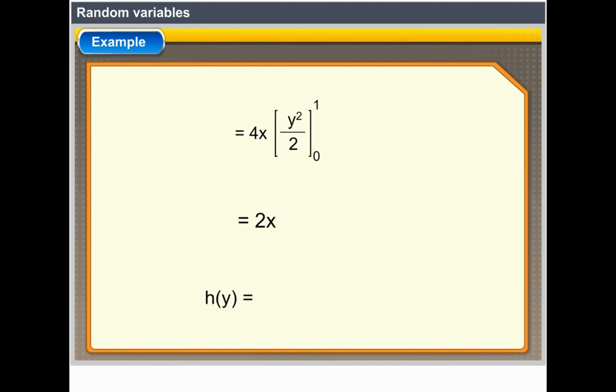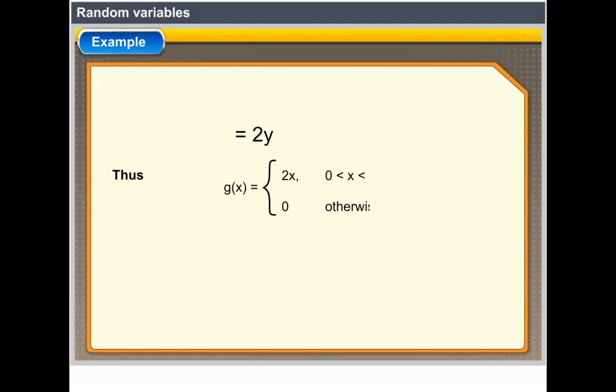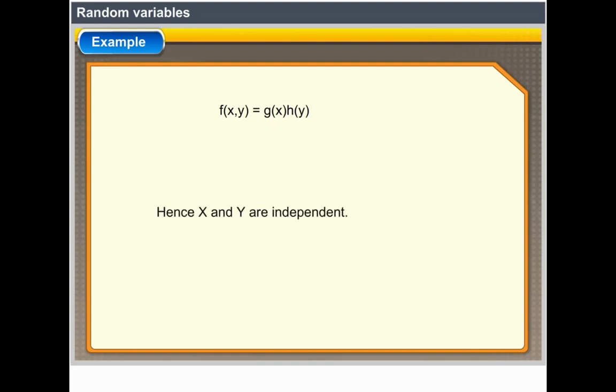Similarly, h(y) equals the integral from 0 to 1 of 4xy dx. After integrating and applying the limit, we get 2y. Thus, g(x) equals 2x where 0 < x < 1, and 0 otherwise. h(y) equals 2y where 0 < y < 1, and 0 otherwise. f(x, y) equals g(x) into h(y). Hence x and y are independent.